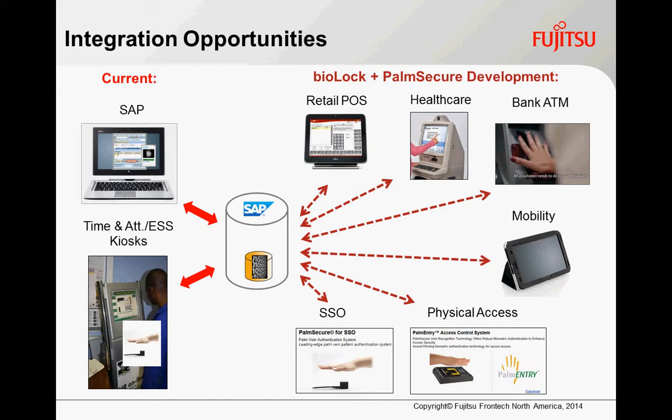Let's review some of the integration opportunities that are on the system development roadmap. We start with the standard SAP interface that you just saw, and it's on the left-hand side of your screen. bioLock also works currently in kiosks for time and attendance or employee self-service. We do have further opportunities on the roadmap to integrate bioLock in the areas of retail point of sale, banking ATMs, healthcare kiosks, tablets, physical access, and more. If you have an opportunity in one of those areas, please ask us for the current status of the development.